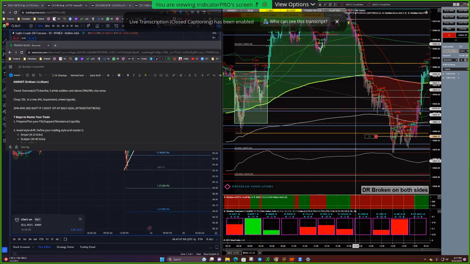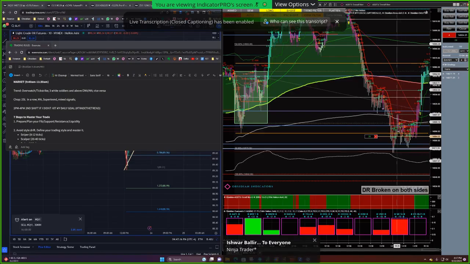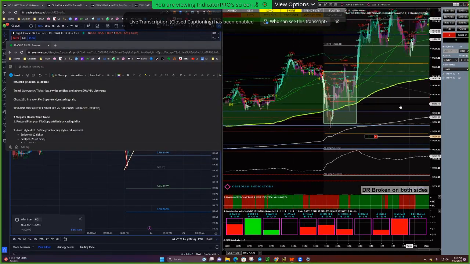So that's how we're using the Obsidian in order to identify chop. Okay, you have mixed signals. She's saying PTC long, PTC short, going back and forth all the time. And the moving average is flat. Super trend is flat. Okay. And the range is very narrow typically. Those are the times that you want to avoid.